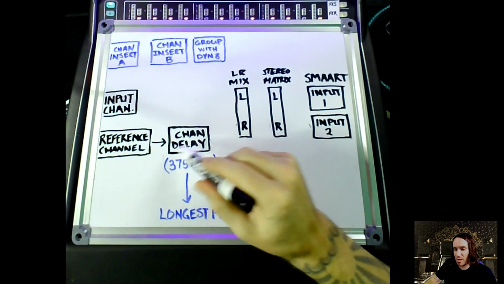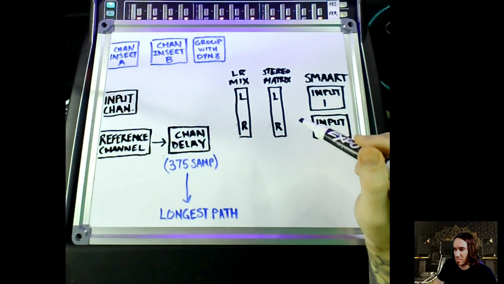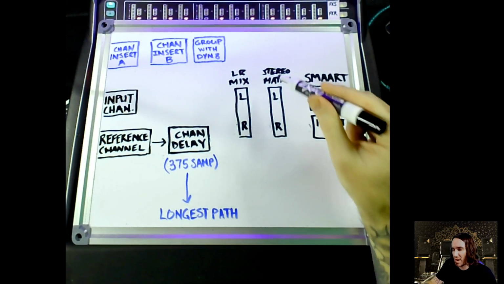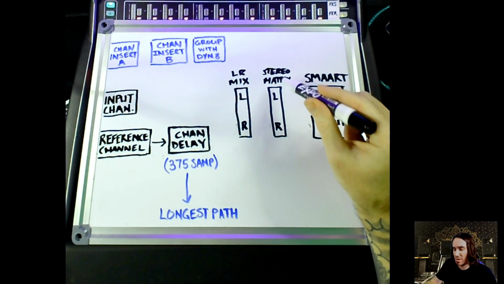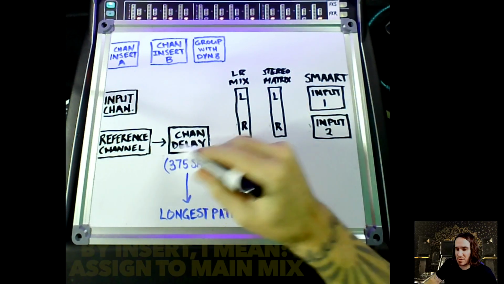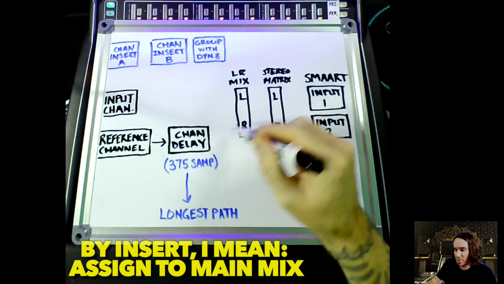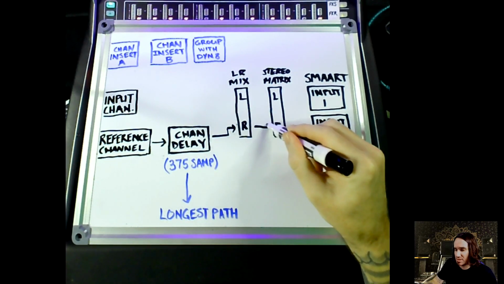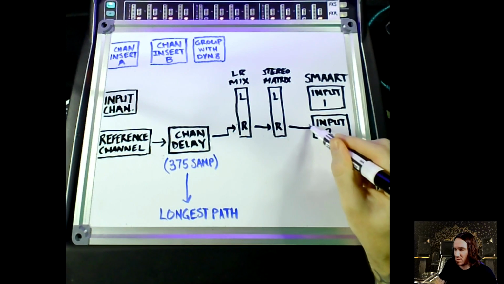We pan our reference channel to the right because my Smaart is dedicated on input 2, which is from the right side of the stereo matrix that normally feeds my PA. So we insert the reference channel on my left-right mix, pan it to the right, and send it discreetly to input 2 on my Smaart.